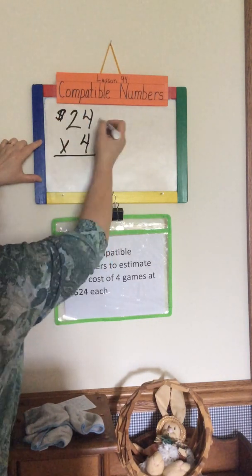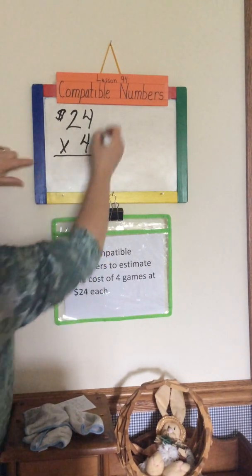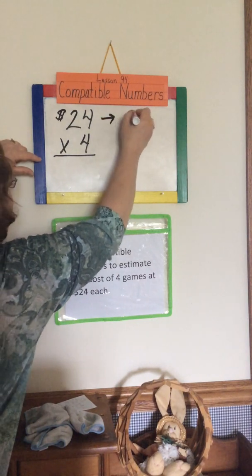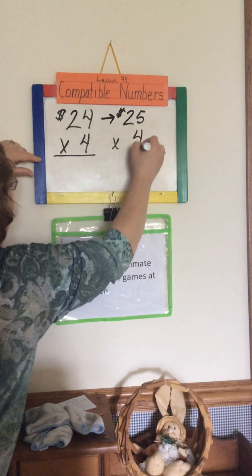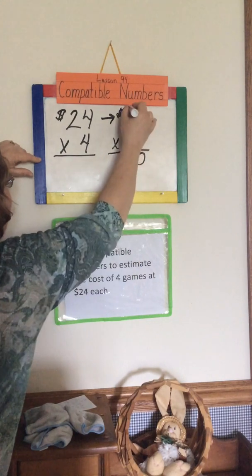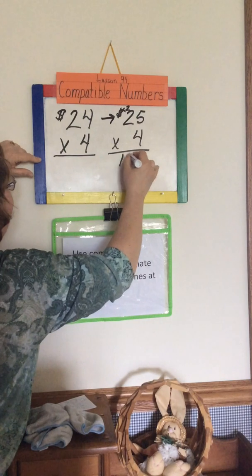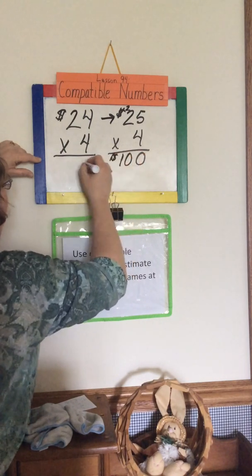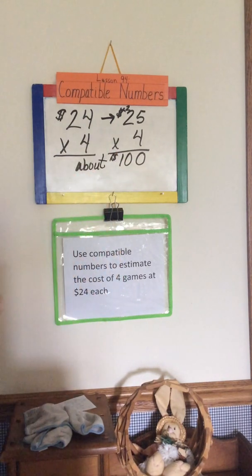$24 times 4. Remember, 24 is not a multiple of 25, so we're going to go over, make it a compatible number of 25. Multiply times 4. 4 times 5 is 20. 4 times 2 is 8 plus 2 is 10 for about $100. And that is compatible numbers by 25.